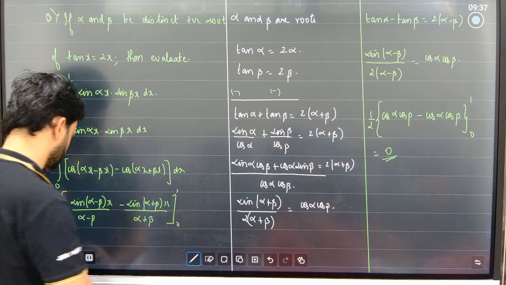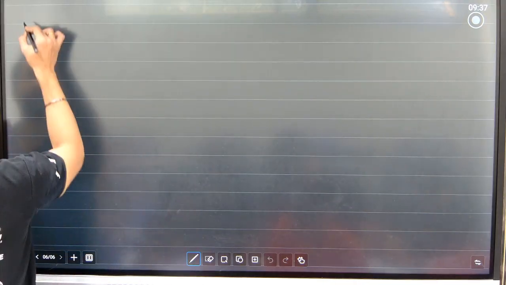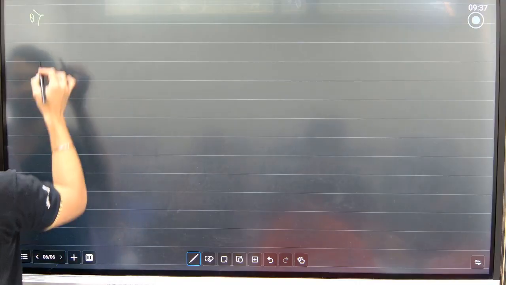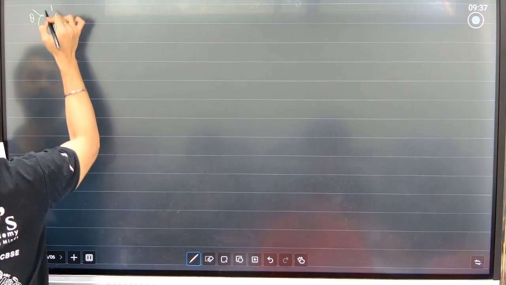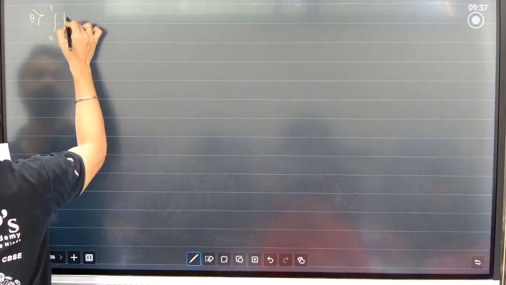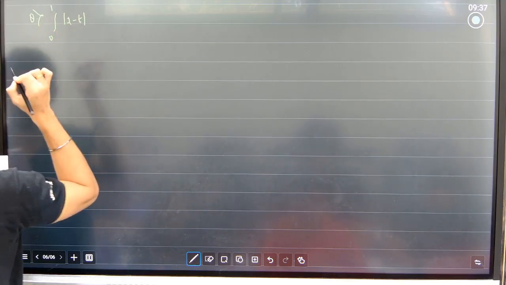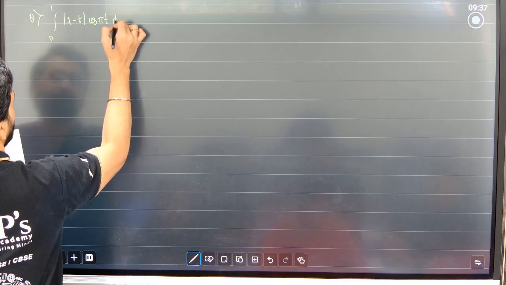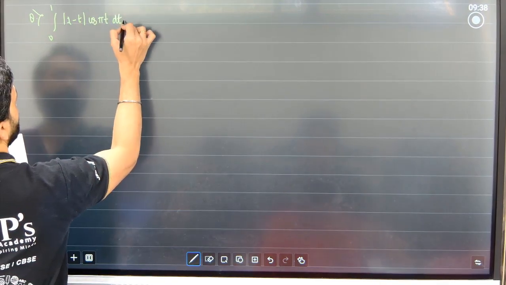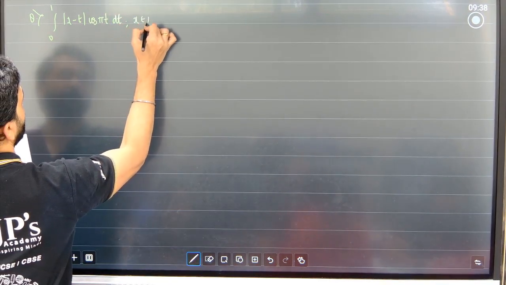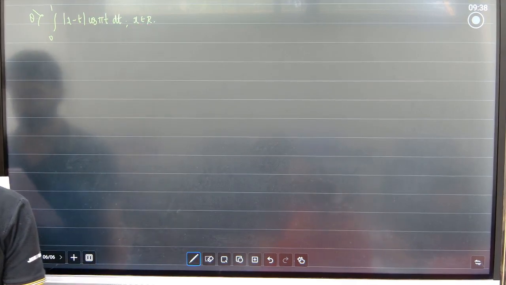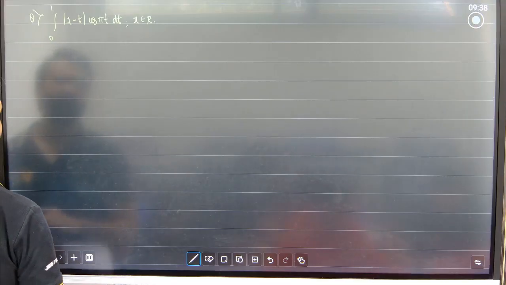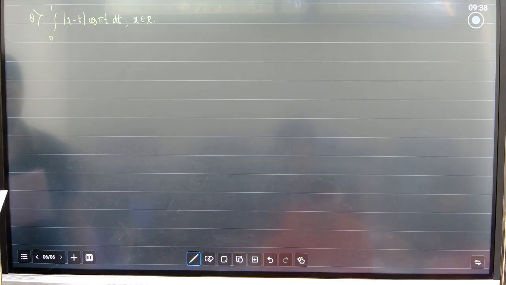Next question. Integration 0 to 1 of mod of x minus t cos pi t dt, where x belongs to R.